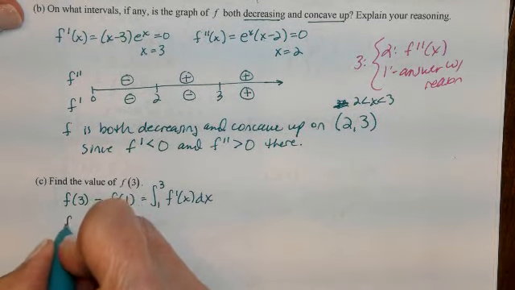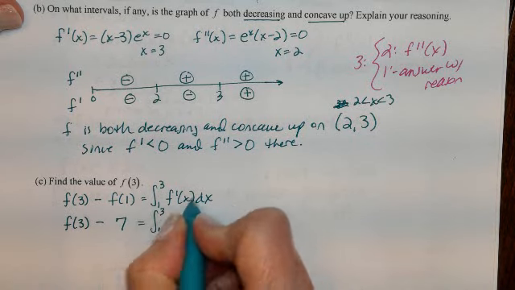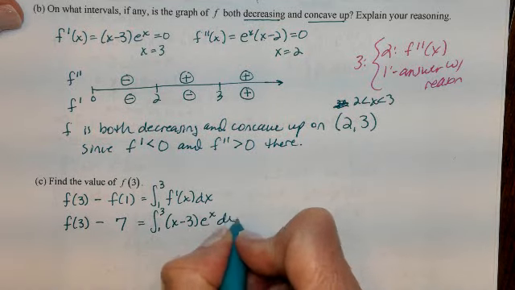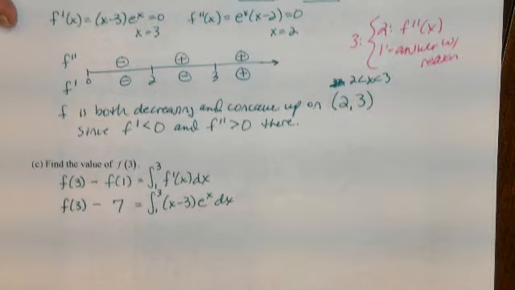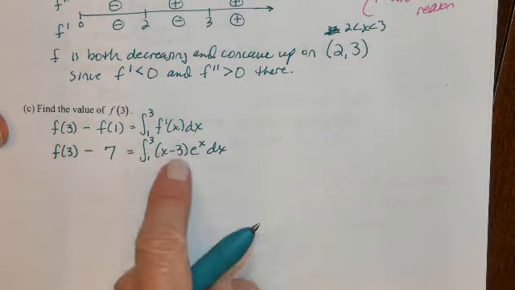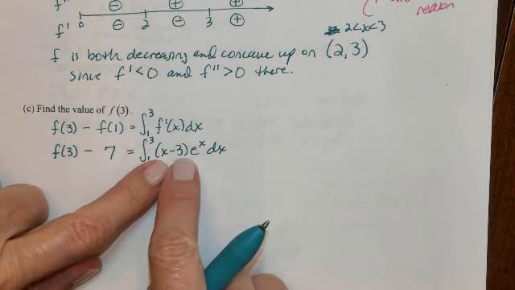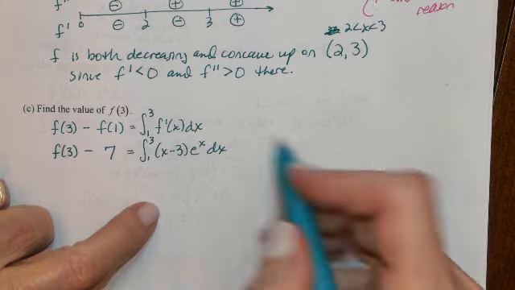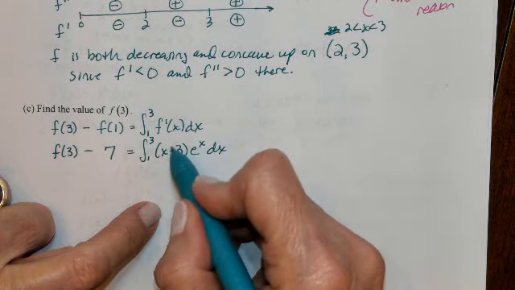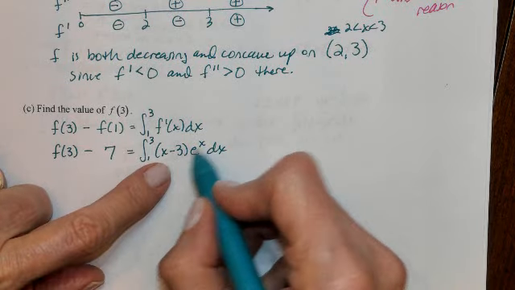Okay. F of 1, they tell us, is 7. F prime is x minus 3 e to the x dx. Okay. So clearly the meat of this is finding this antiderivative. So looking at this, I cannot do a u sub. I would let u be the exponent on the e, but that's not going to work for me because we have this extra x out here, right?